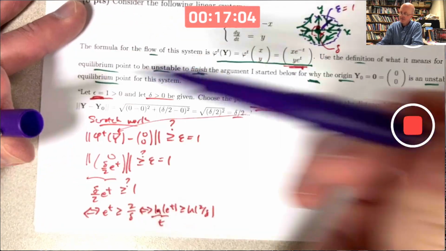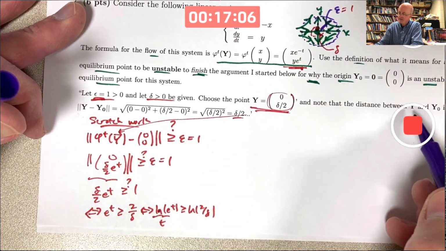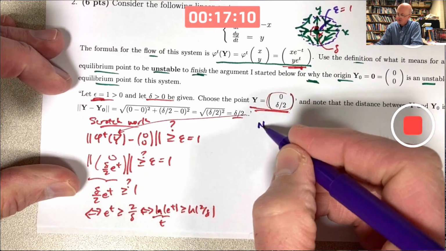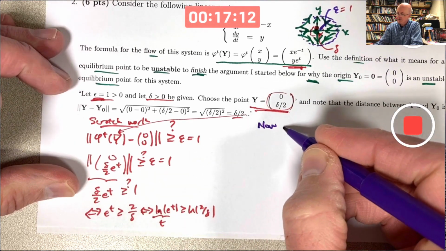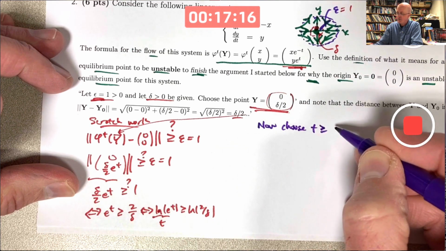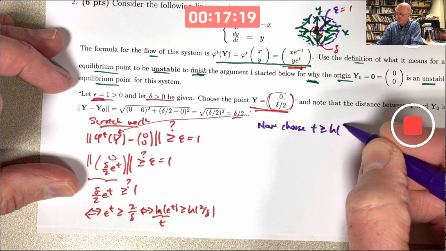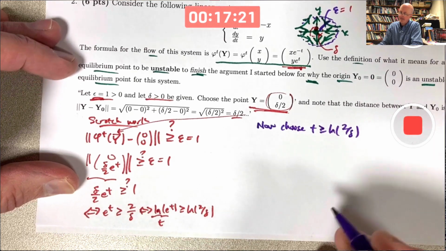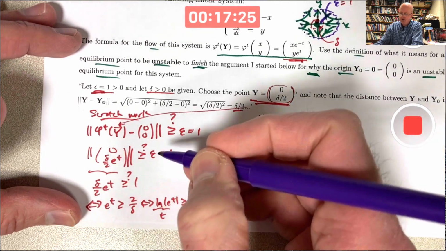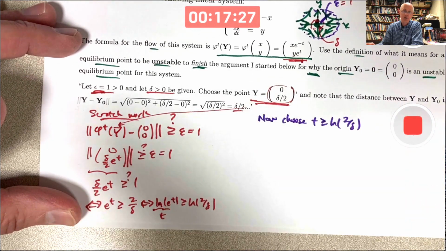So I've started it, chosen this point. The distance between this point and the origin is this. Now choose, so I'm starting the rest of the proof, t greater than or equal to what my scratch work found, natural log of 2 over delta. Okay? As long as t is greater than or equal to that, I'm going to be able to reverse my scratch work and ultimately show that this is true, and that's what I want to show is true.